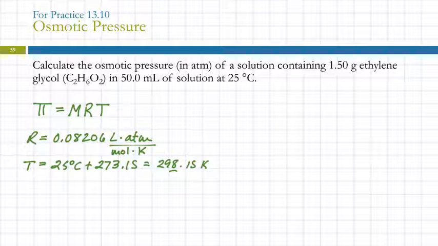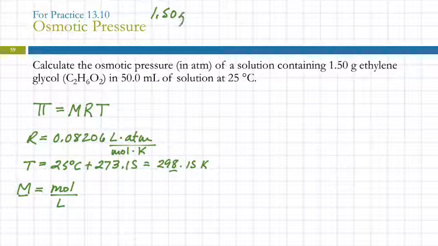But then we need the molarity. We've got a mass and a volume. What are the units on molarity? Moles per liter. So I need moles of ethylene glycol. They gave me grams, 1.50 grams. Grams down here, moles up there.